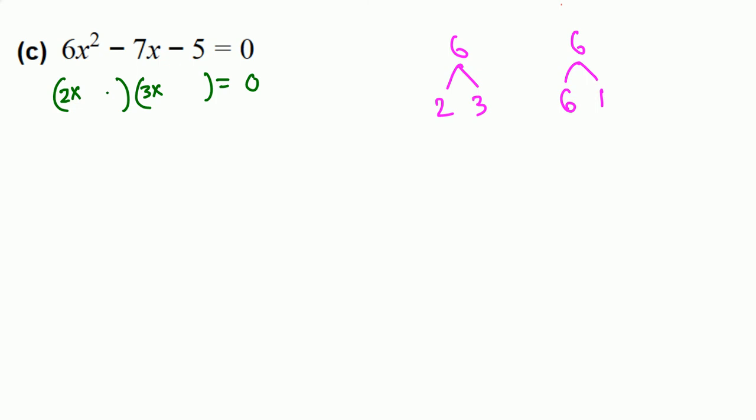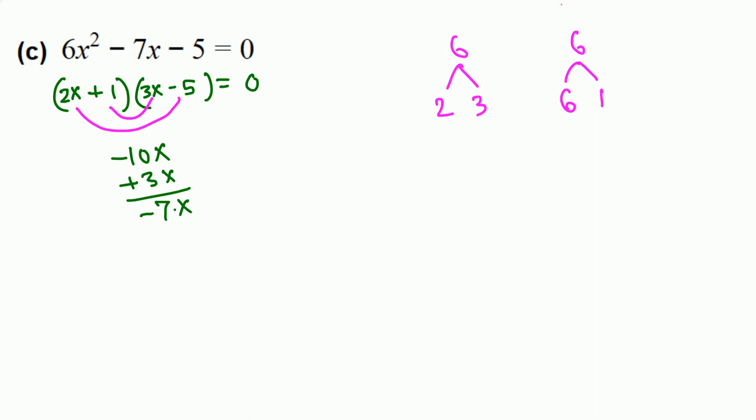Let's try 1 and 5, the other way around. And to get negative, I want to put negative here and positive here. Let's multiply this to this, this to this. We get 2x times 5, negative 10x, plus 1 times 3x, plus 3x. Negative 10x plus 3x is negative 7x. Yes, we have that.